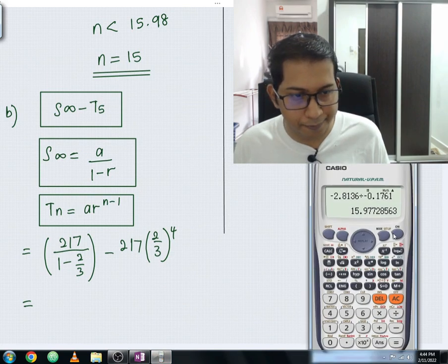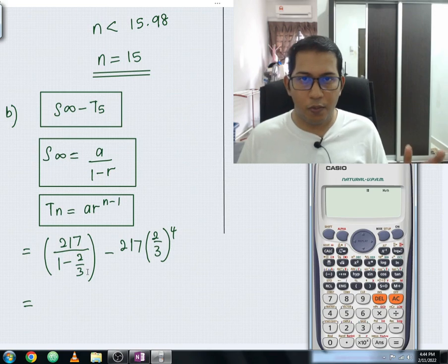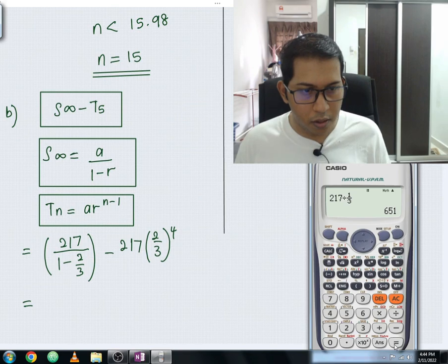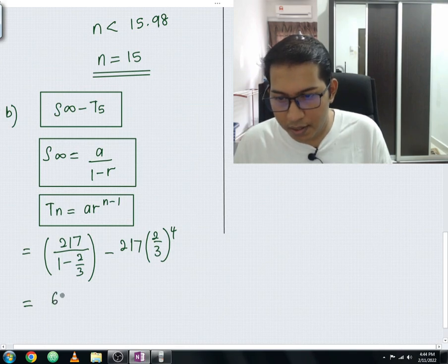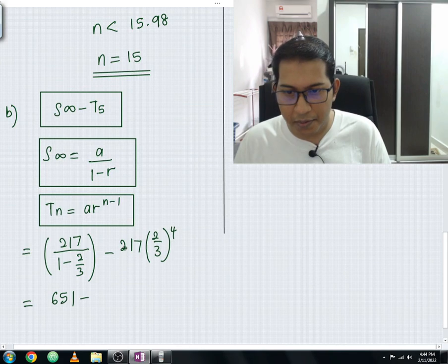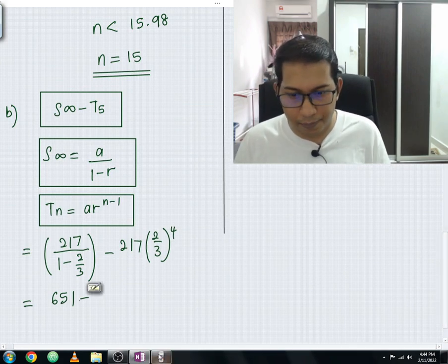So 1 minus 2 over 3 you get 1 over 3. So 217 divided by 1 over 3. From here you get your sum to infinity is 651. Minus, let us perform this calculation.